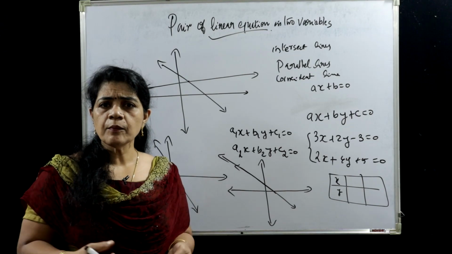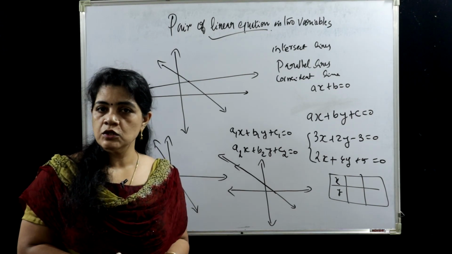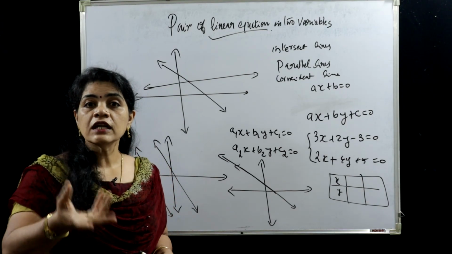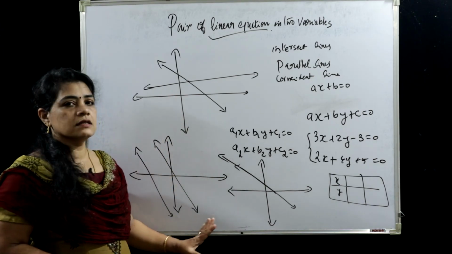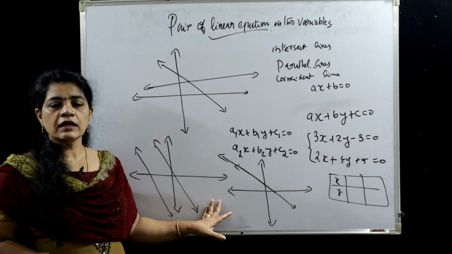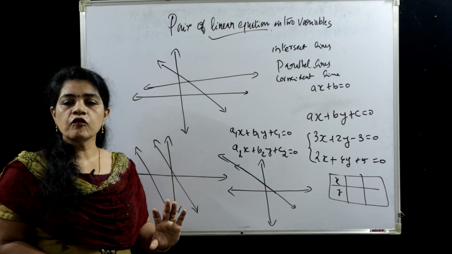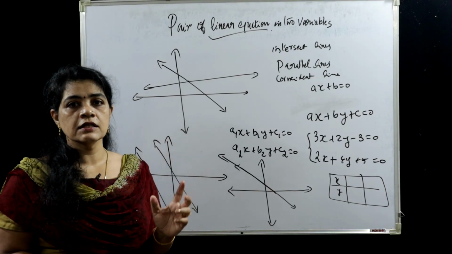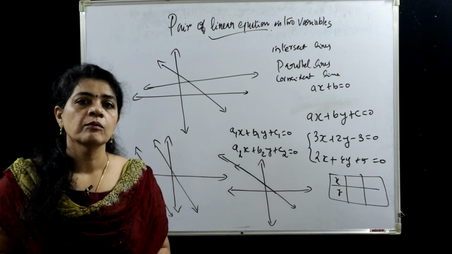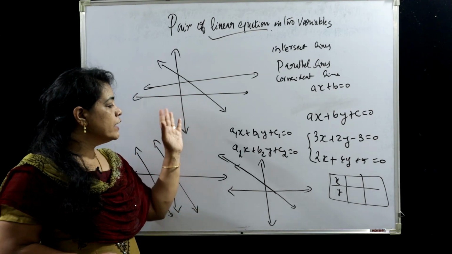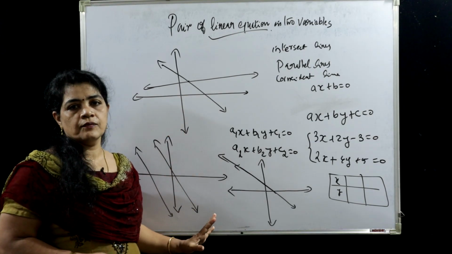Whatever pair of linear equations in two variables you are having, after plotting the graph, these are the three cases. This is what we call the graphical representation of a pair of linear equations in two variables. That is, plot the graph of the given pair, and definitely you will see that it is any one of these.